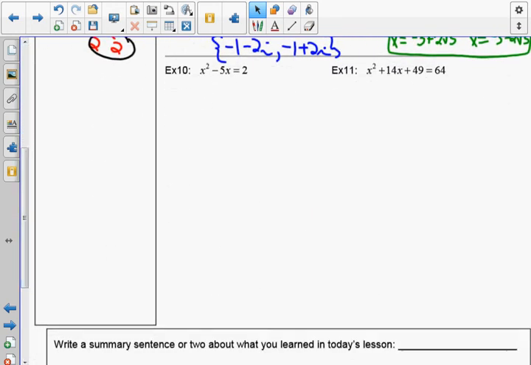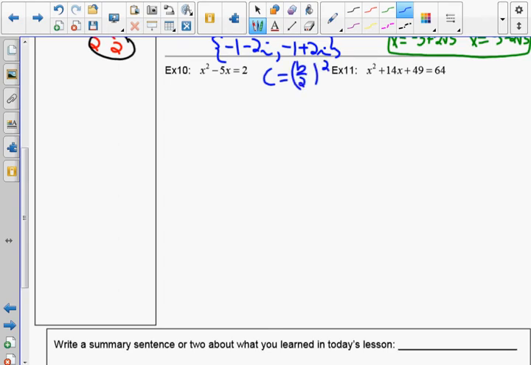Now we're all set up to add that c value, whatever that happens to be. So we're going to say c is equal to b over 2 squared. Now in this instance, the b is a negative 5. So we're going to have a negative 5 over 2 squared. So c is going to be, yikes, we're going to have a fraction here.